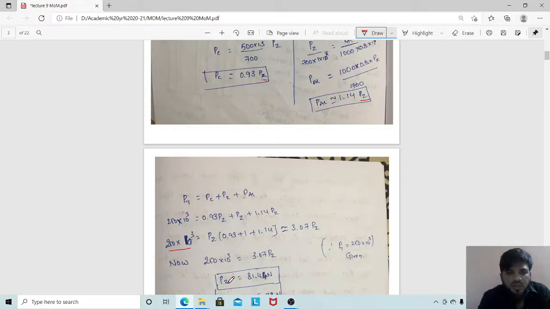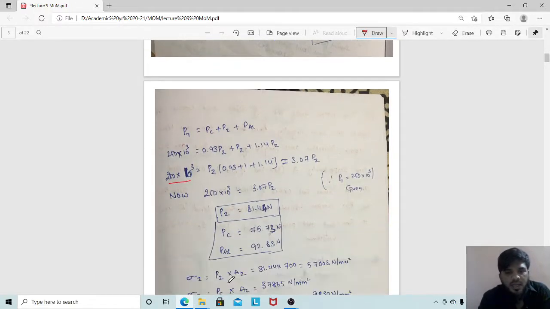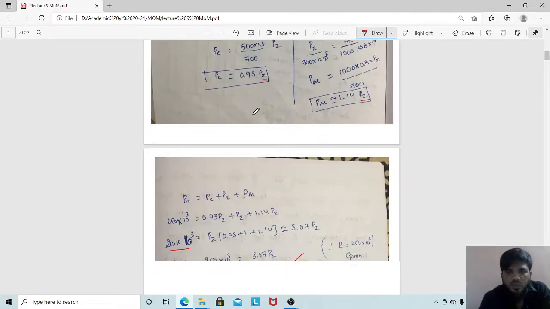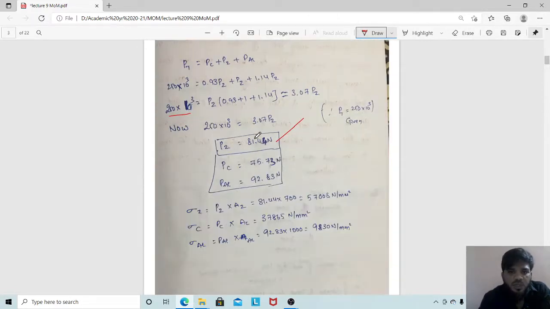Then you are going to get the value of PZ by doing the calculation. Once you get the value of PZ, you can directly substitute in these formulas: 0.93 into PZ, 1.14 into PZ. You are able to get the values of PC and PAL. Once you get these values, you can identify your sigma Z, sigma C, sigma AL. What is sigma? Sigma is nothing but PZ by AZ. What is PZ? PZ is your load, AZ is your cross sectional area. Divide these two things, you are going to get the values of stress.